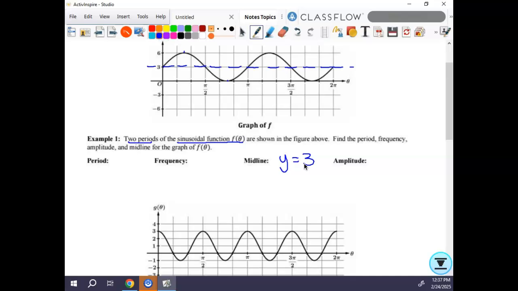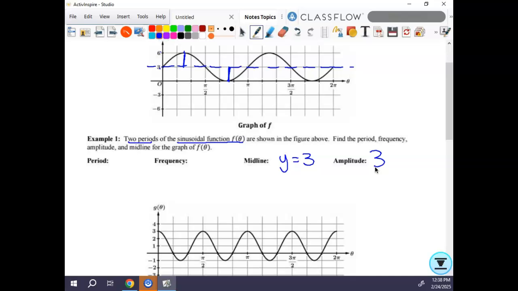Then, probably the next thing that sometimes comes up when you're looking for the midline is the amplitude. It's the distance from the maximum to the midline or the minimum to the midline. What's that length? 3. Between 3 and 6 or 3 and 0 is just 3. That's it. Okay.